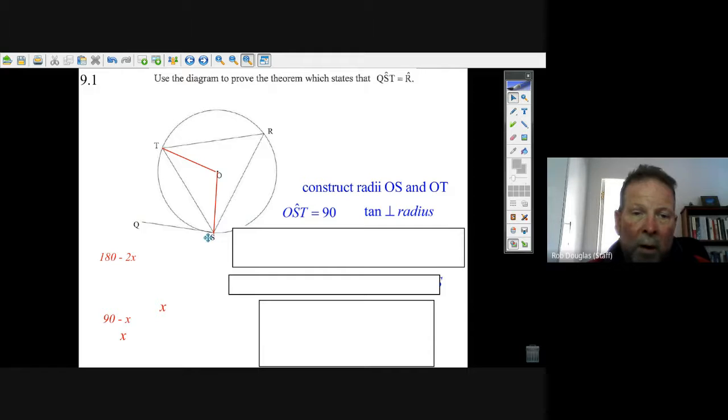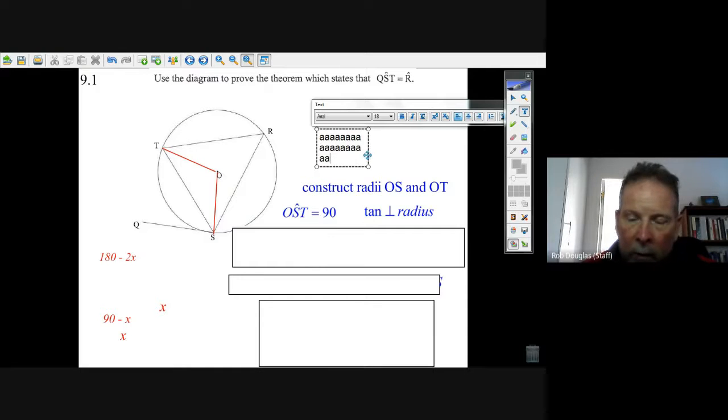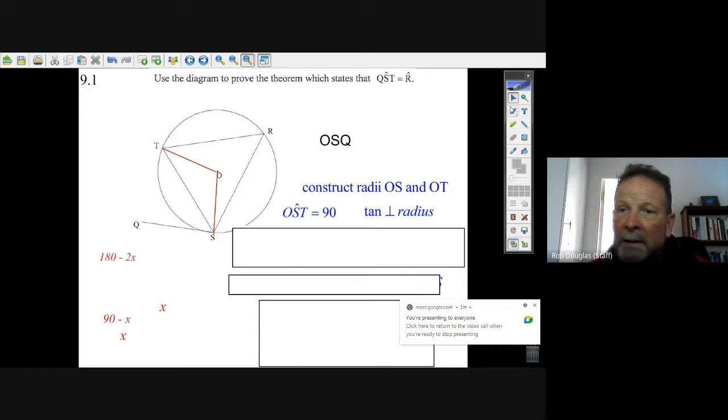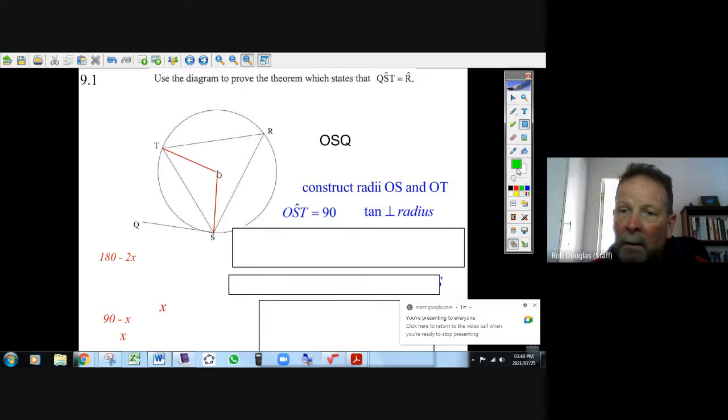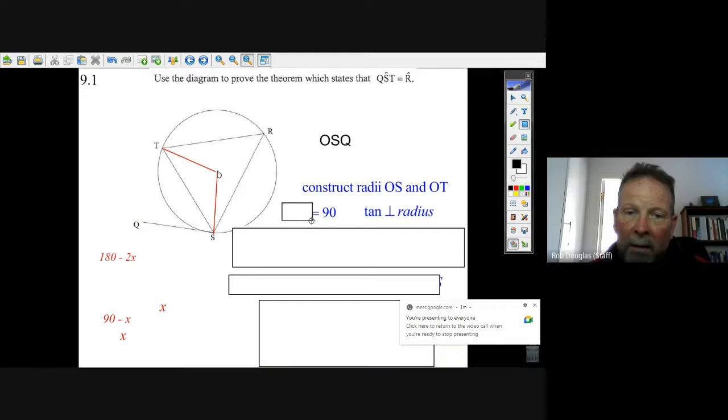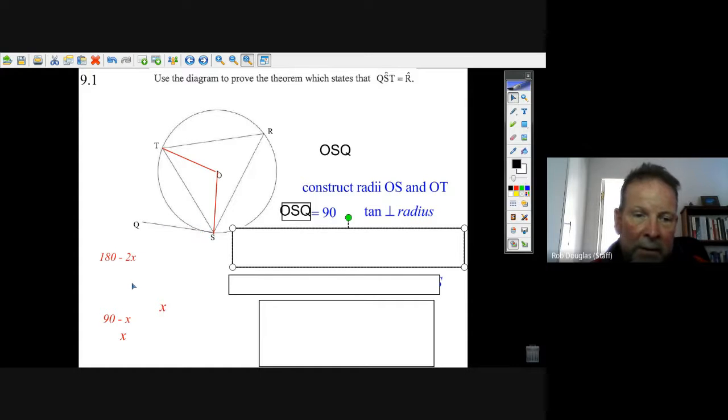Now you can say that angle OSQ, that angle OSQ is equal to 90 degrees because a tangent is always perpendicular to a radius. So that angle there, OSQ, is equal to 90 degrees. OSQ, we know that's 90 degrees, because the tangent is perpendicular to the radius.